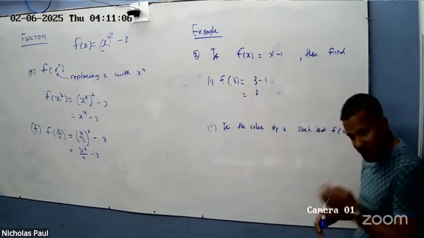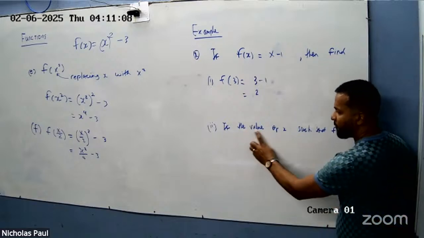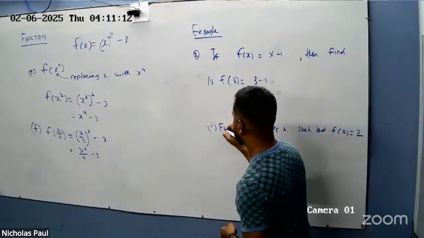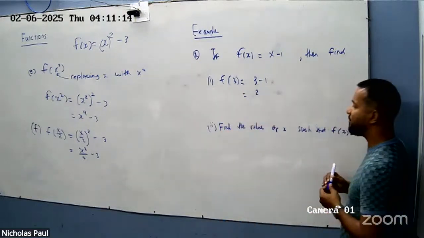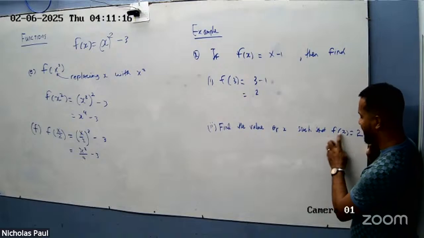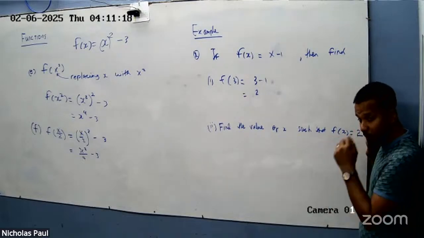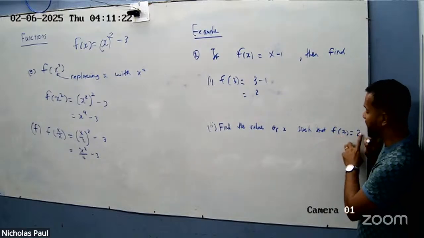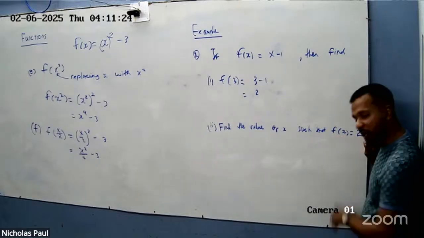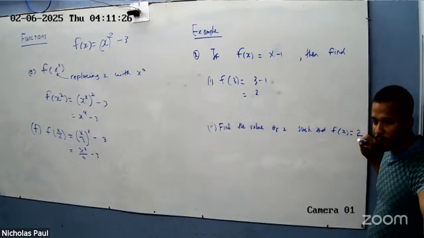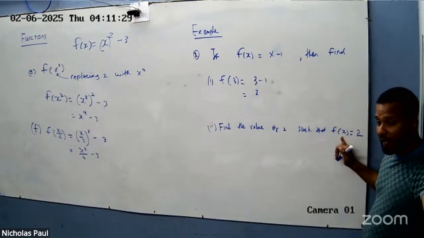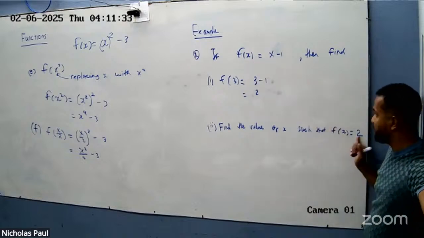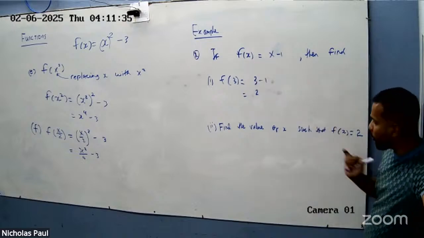So here's the question. Find the value of x such that f of x is 2. So here's what they want. They want an x value that will give me 2. What is that x value? They want an x value that this function will give 2 as the answer. What is that x value?